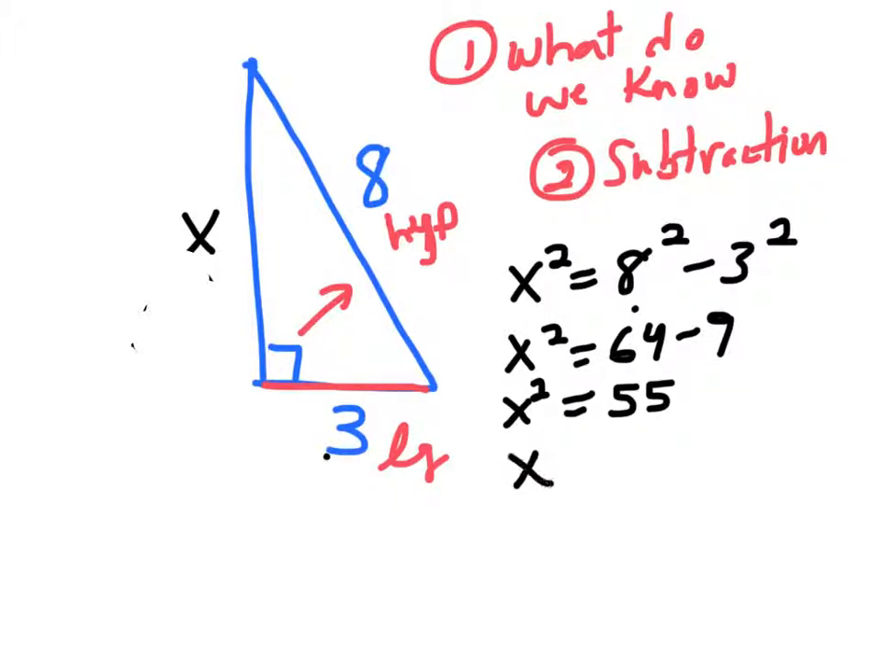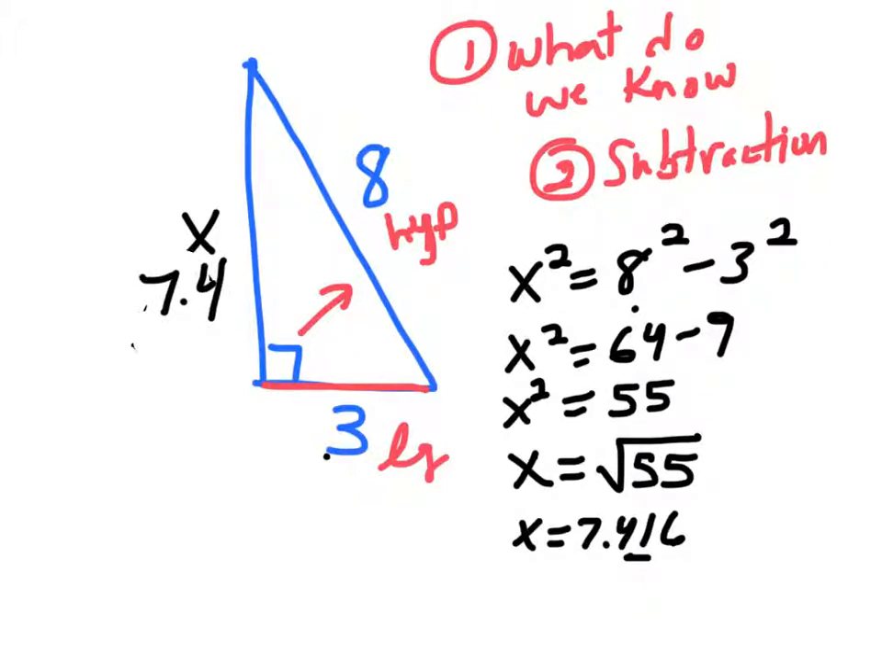So the opposite of squaring something is to take the square root. So the square root of 55 turns out to be 7.416, and if we round that to the tenths place, we look at the hundredths place, and it's smaller than 5, so we're going to just truncate that number at 7.4. So x, the other leg, is 7.4 units long.